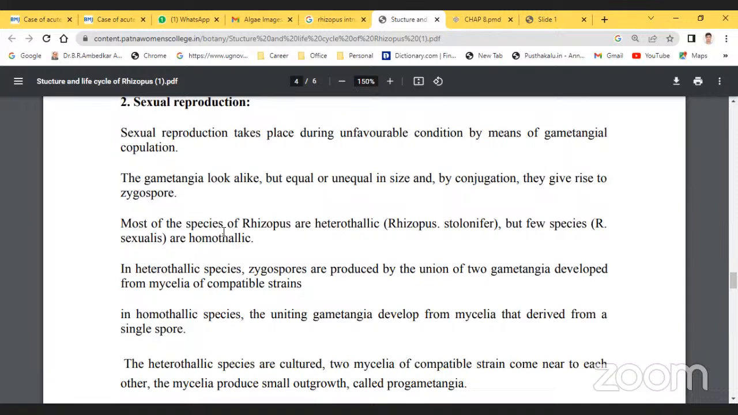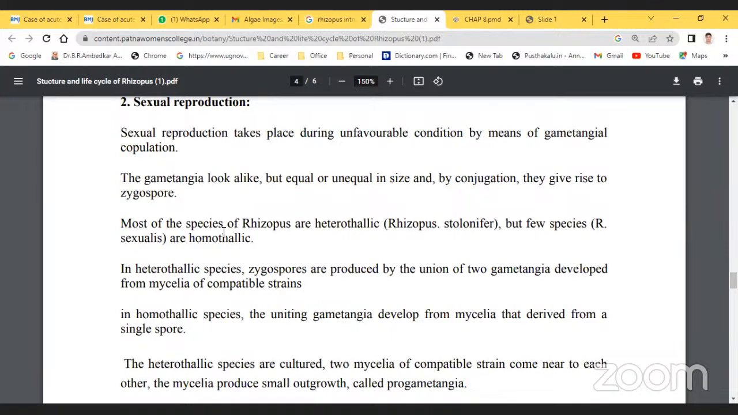Mucor also shows sexual reproduction, the same gametangial copulation or gametangial connection. So these gametangia look alike but are equal or unequal in size, and by conjugation they give rise to the zygospore. What is happening in the Mucors? It is also the formation of zygospores.